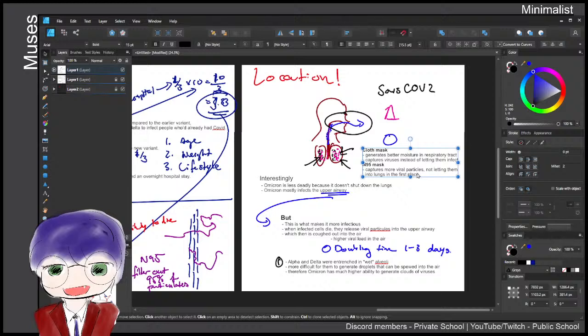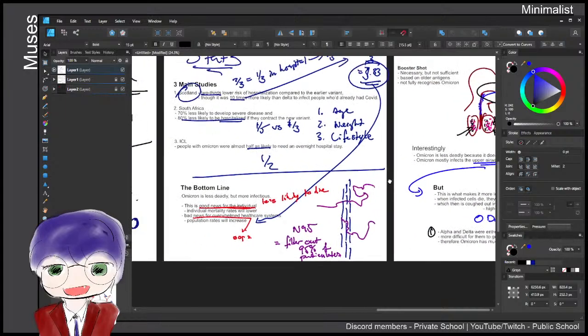Oh, we haven't talked about booster shots. How much time do I have left? We have 2 minutes. Okay. Booster shot. Necessary but not sufficient. On older antigens, it doesn't fully recognize Omicron. Right? I think this makes more sense if we take this and we talk about.